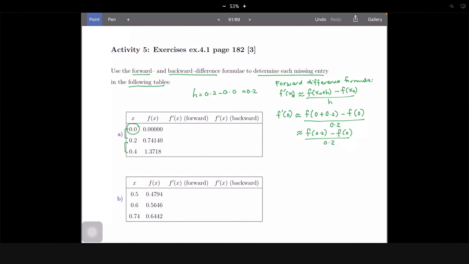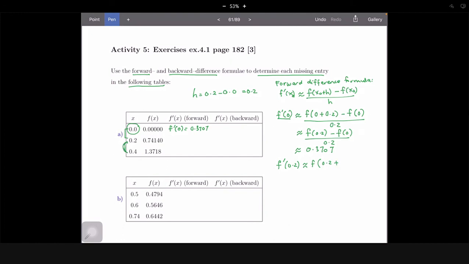So kita akan dapat 0.7414 bahagi 0.2. Dia akan dapat 0.3707 pada f prime 0. Sini adalah f prime 0, sorry. 0.3707. Okay, jelas? So what's next? Kita boleh dapatkan f prime 0.2. Okay, cuba buat f 0.2 plus h, kita pun sama. Kita tengok yang ni pula.